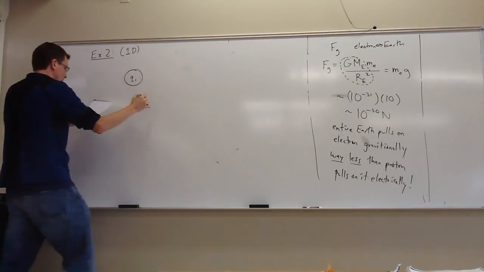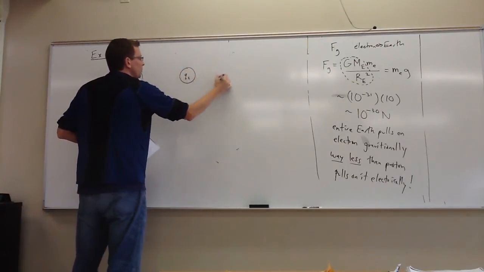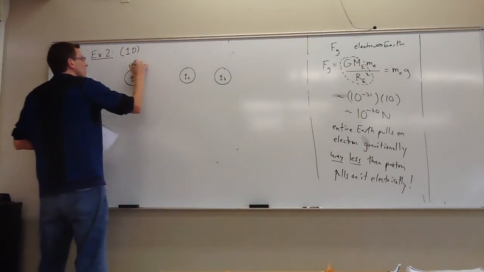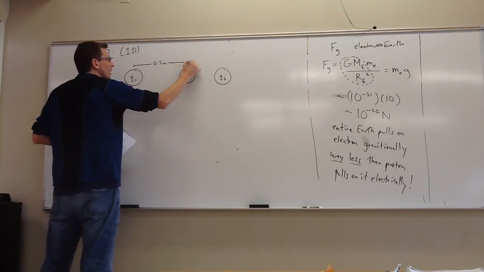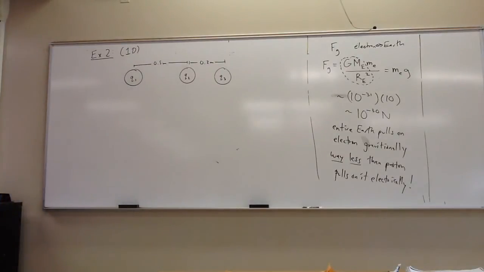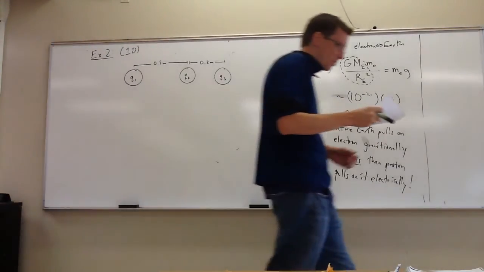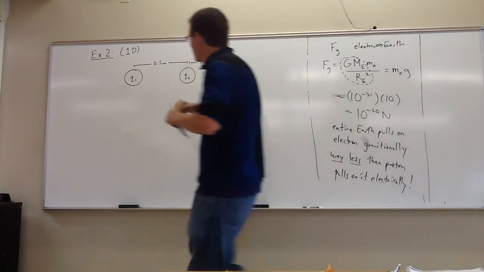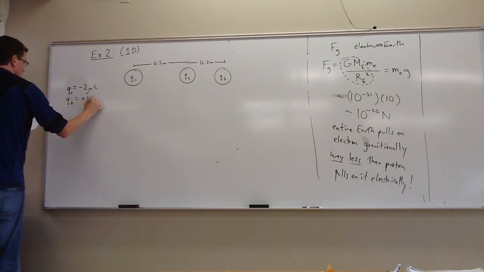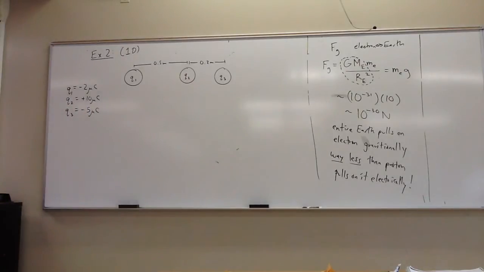So I have three charges, Q1, Q2, and Q3. And let me give you some distances. I'll say this is 0.5 meters. I'll say this is 0.2 meters. If you want, you can take those center to center. Same thing applies, although usually with charges we consider that they're point particles and we don't worry about that too much. Let me give you the amounts here. Q1 is going to be a negative charge. Q2 is going to be a positive charge. And Q3 is going to be a negative charge. And those are the amounts.